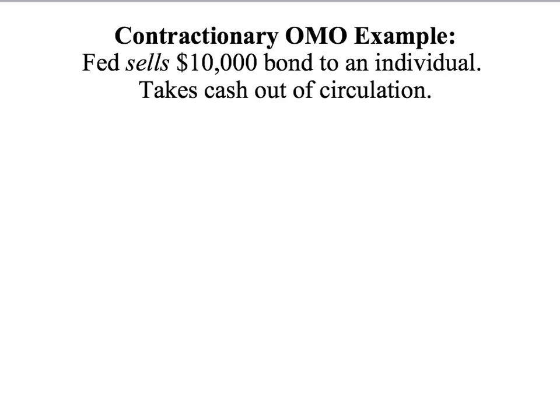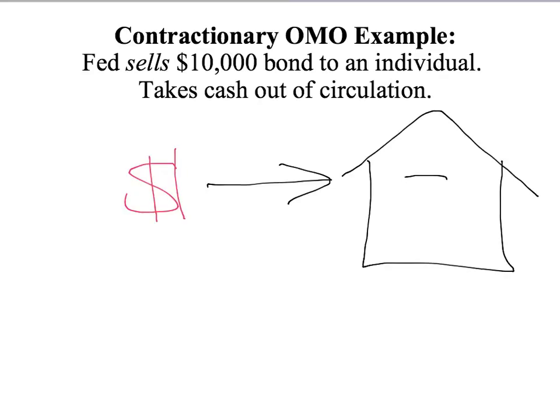Now, when the Fed has money, has cash, it's no longer circulating in the economy. So once the money goes back into the Fed, we don't consider it part of the money supply. So it's not part of our money supply.